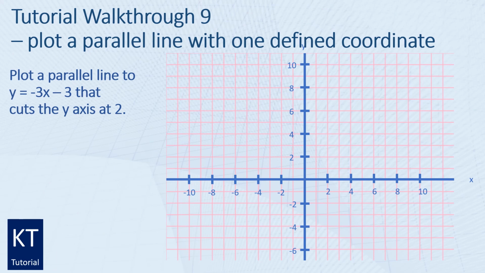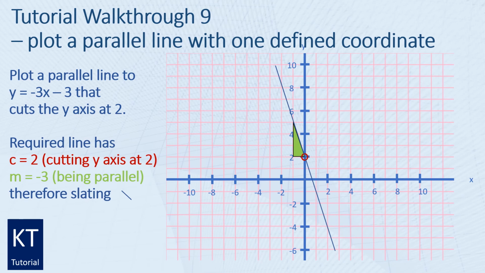Tutorial walkthrough 9. Plot a parallel line to y equals minus 3x minus 3 that cuts through the y-axis at 2. The required line will have c being equal to 2, as this is where the line cuts the y-axis, and m being equal to minus 3, as it is parallel to the line y equals minus 3x minus 3. With that, we should be able to plot the line accordingly.